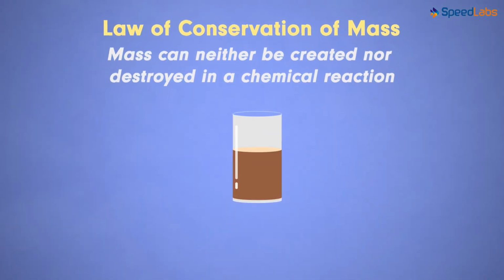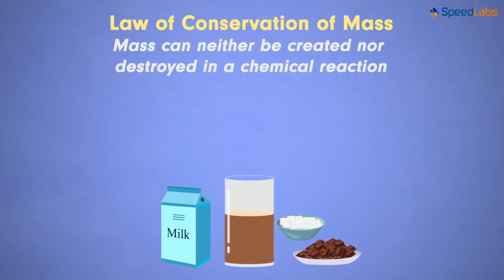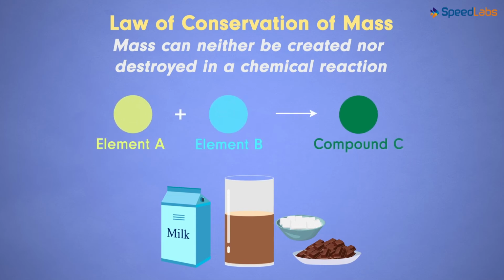So the chocolate milk that we made in the beginning came from the milk, sugar and chocolate mixed together. Similarly, we could see that compound C is formed only when atoms of elements A and B combine together. So new substances are formed only when pre-existing ones combine in nature. New things cannot be made from nothing. The input for any matter that's formed is always the matter that already exists.